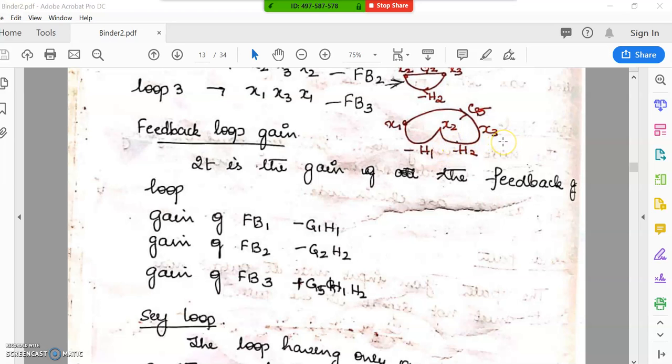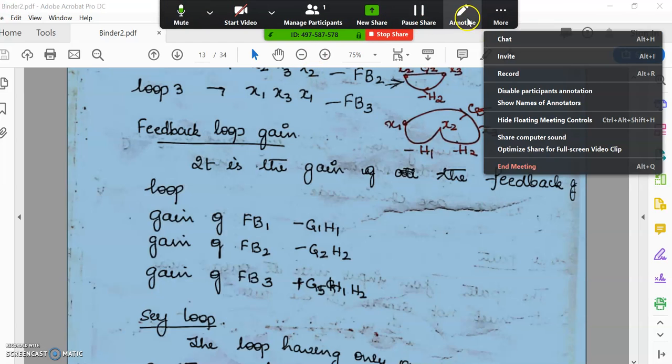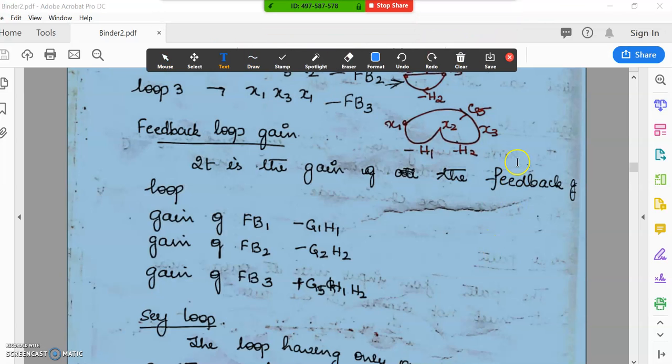The gain of the third feedback loop will be G5 into minus H2 into minus H1. So finally that is nothing but G5 H1 H2. So that is what we have written here also. So the gain of the third feedback loop will be G5.